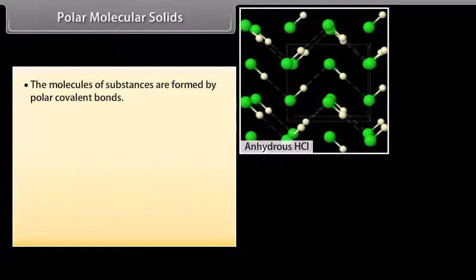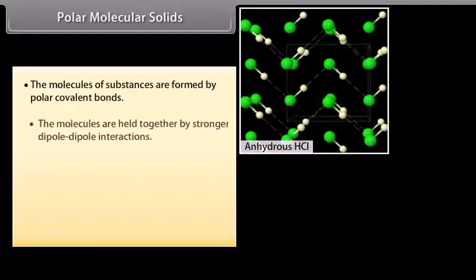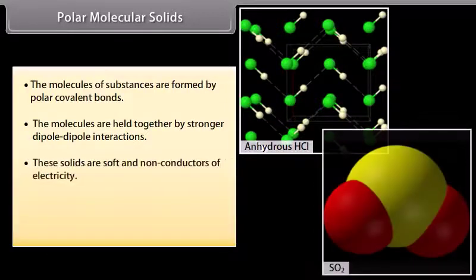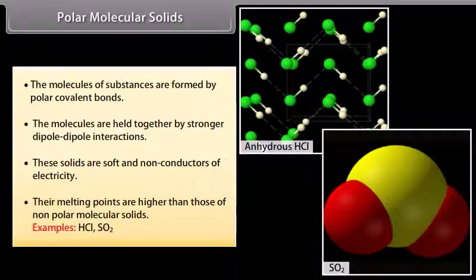Polar molecular solids. The molecules of substances are formed by polar covalent bonds. The molecules are held together by stronger dipole-dipole interactions. These solids are soft and non-conductors of electricity. Their melting points are higher than those of nonpolar molecular solids. Examples: HCl, SO2.